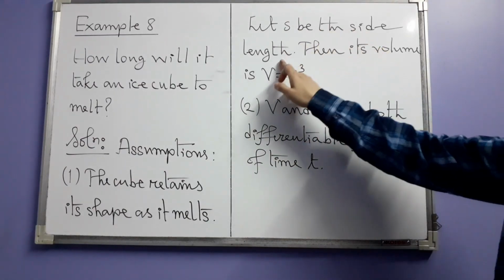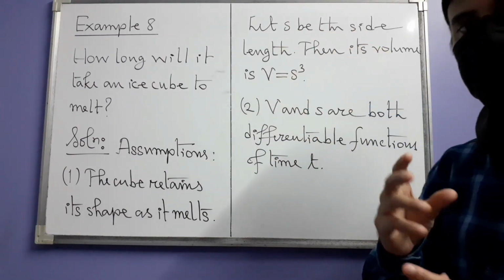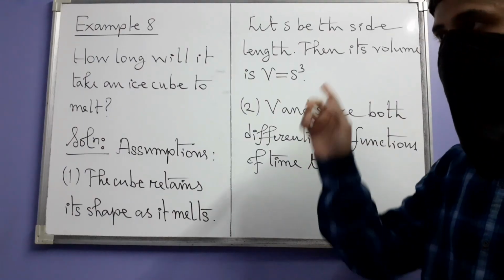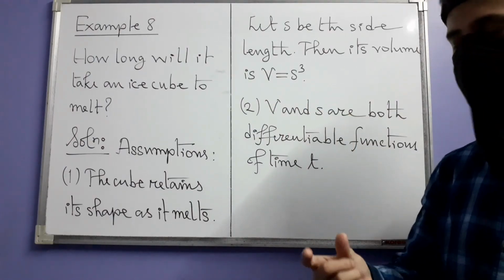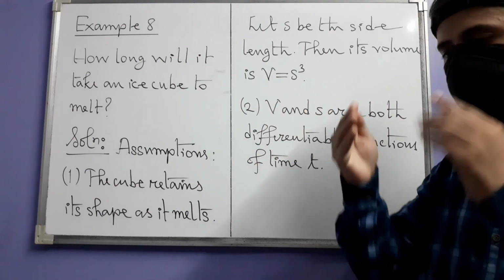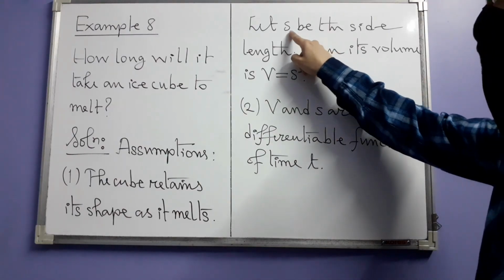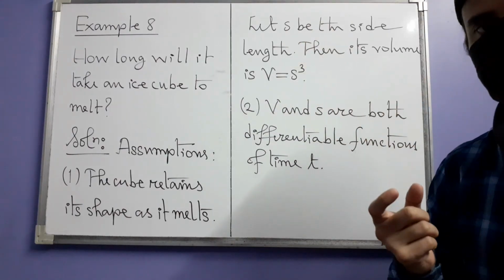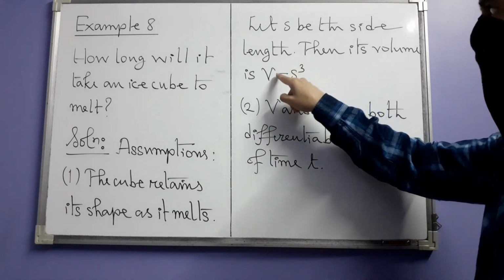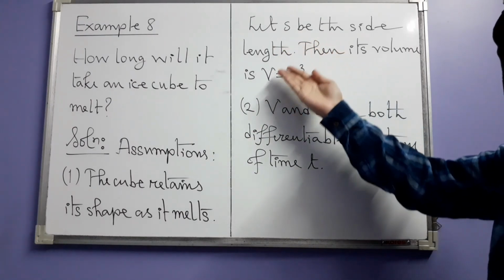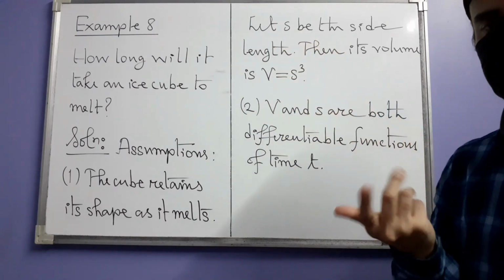Let S be the side length at any given time. And side length now makes sense because the cube will stay a cube even if it diminishes in size. So this S will change with time. And if S is the side length, then the volume of course is S cubed.